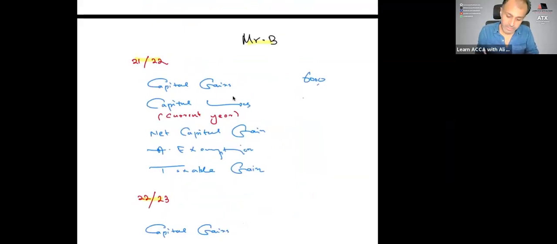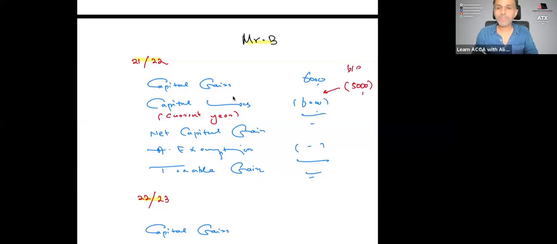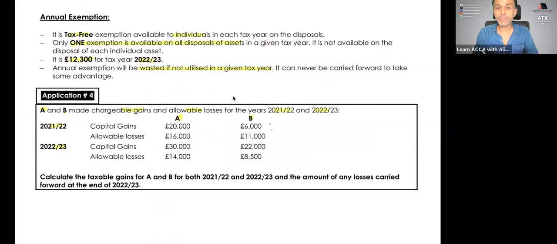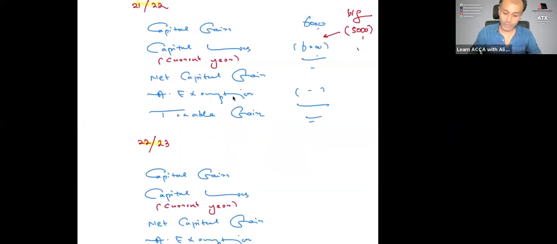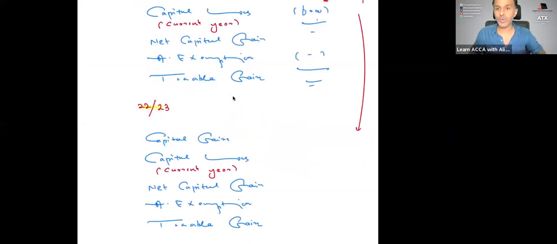What is the maximum we can possibly subtract? 6,000. Now this will create what? A brought forward loss. The portion of the loss that we could not relieve. 5,000. See, 11,000 was the loss and could have possibly been relieved by 6. So the portion of the loss we could not, that is brought forward loss. And this will be thrown to the immediate next tax year, which is the 22-23.